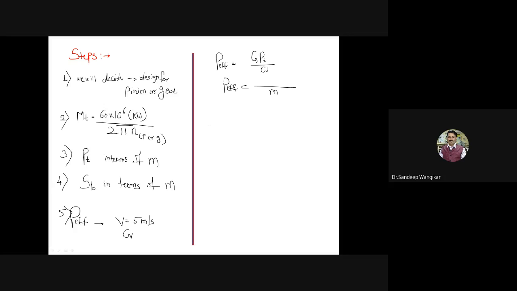Then next, based on beam strength, it is clear cut mentioned. Therefore, next step I will write SB is equal to P effective into FS. P effective in terms of module, SB in terms of module. I will get the value of module here in this step. And after calculation of the modules, next I will calculate all dimensions and we can go for check for design also.